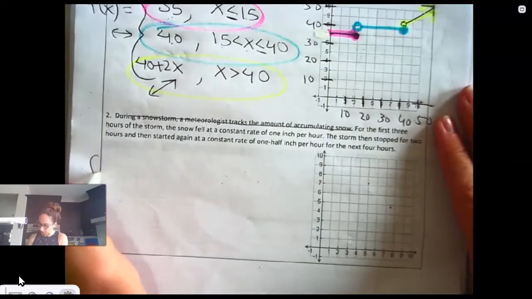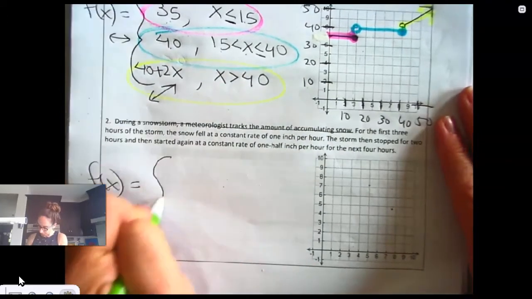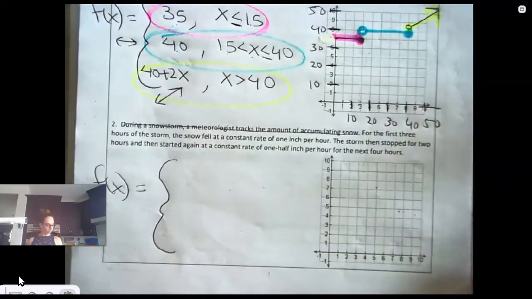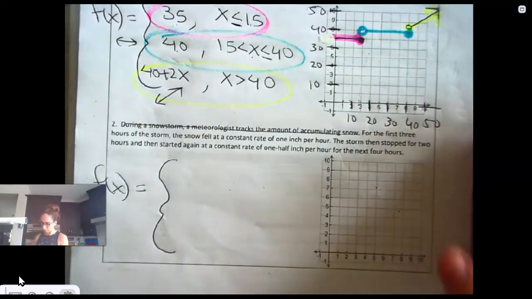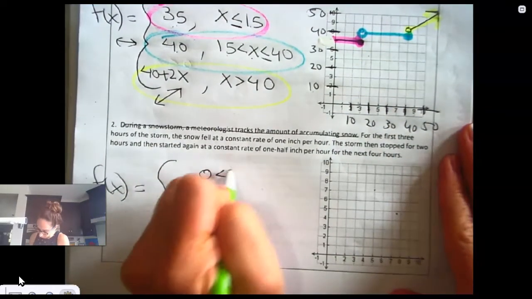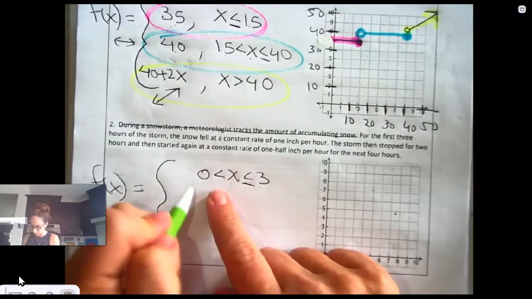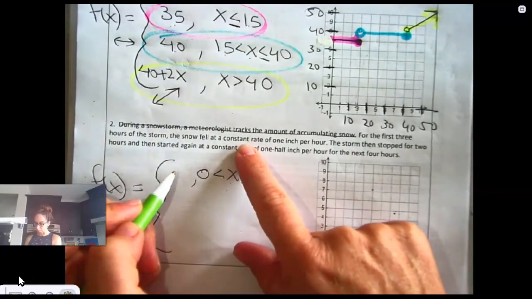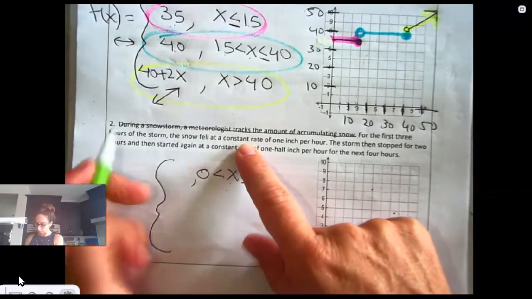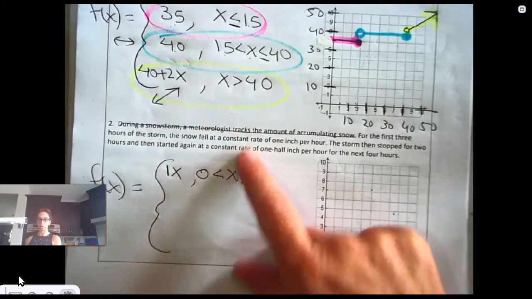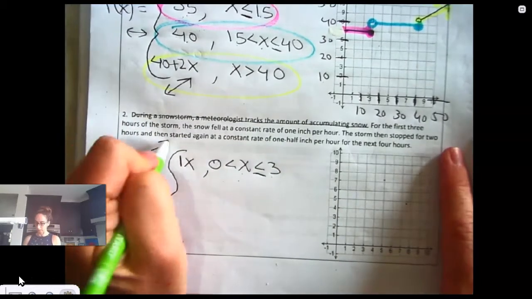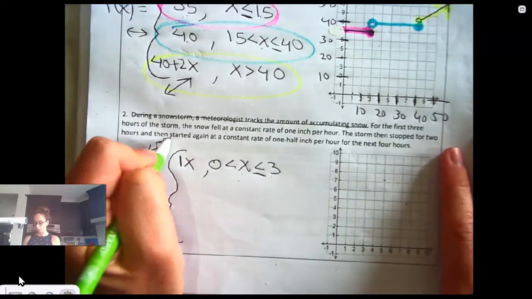Okay. During a snowstorm, meteorology, blah, blah, blah, big words. Okay, let me start. F of x equals, all right. For the first 3 hours of the storm, for 0 is less than x, which is less than 3. So for the first 3 hours, that means that's included. They fall at a constant rate of 1 inch per hour. So that means it's going to be a diagonal line going up one, right one, up one, right one, up one, right one.